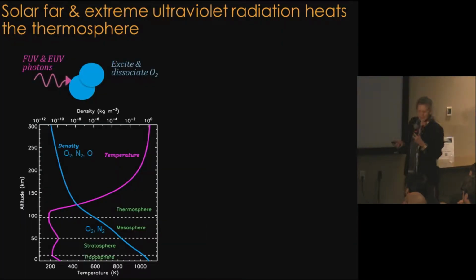Now, as we move up into the atmosphere, what happens is that the extreme ultraviolet radiation and the far ultraviolet radiation dissociates O2. So the energy needed to dissociate O2 determines the wavelength of the photons that penetrate this part of the atmosphere and heat it. So these photons excite and dissociate O2, and we have heating because of that.